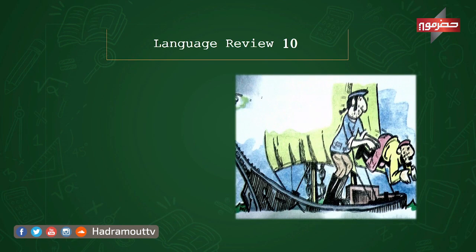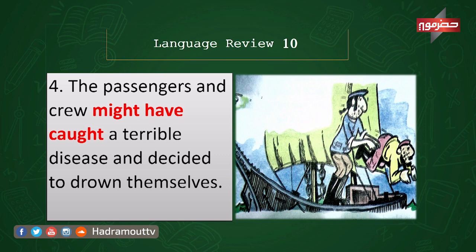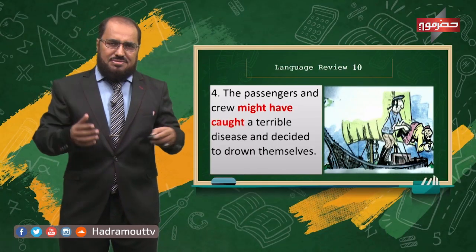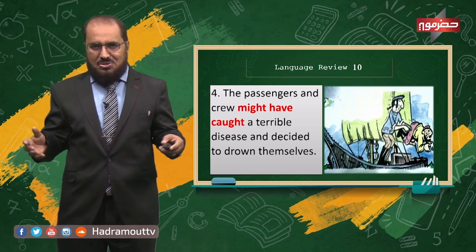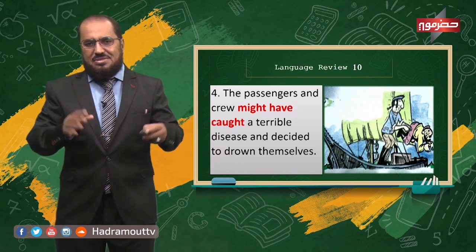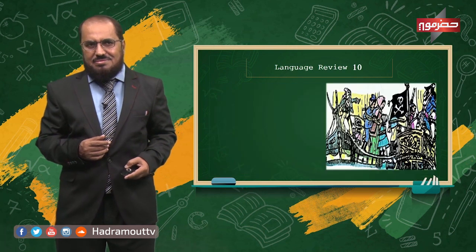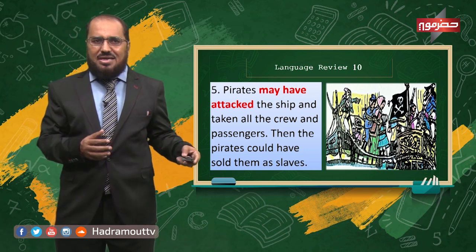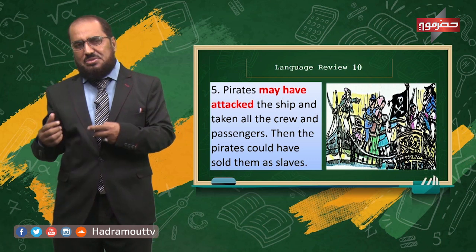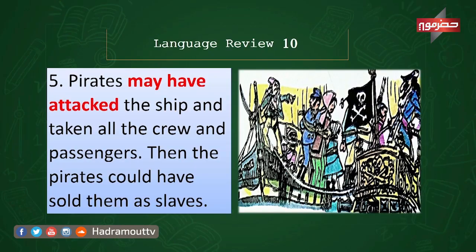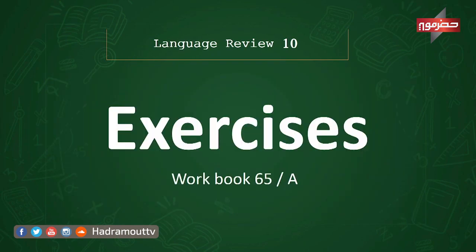Or look at this, what happened? The passengers and the crew might have caught, the past participle of catch, a terrible disease and decided to drown themselves, like corona, and left the ship empty. Or what happened? Pirates may have attacked the ship and taken all the crew and the passengers. Then the pirates could have sold them as slaves. But there is no sign of panic.